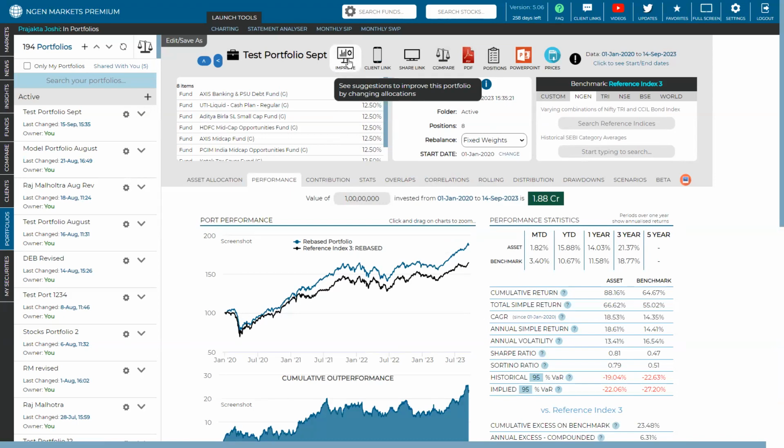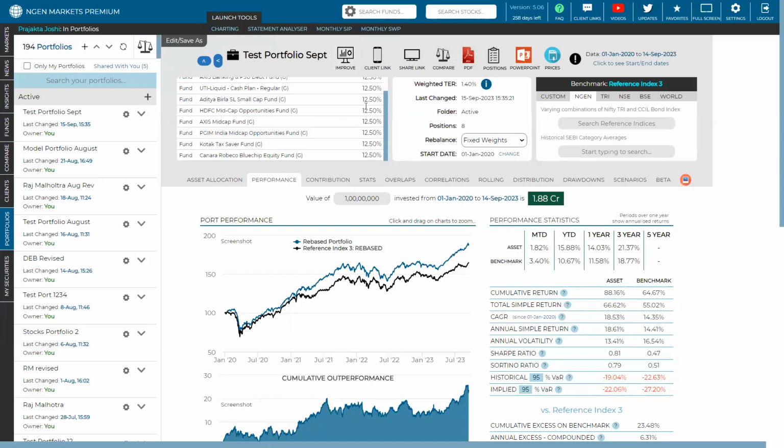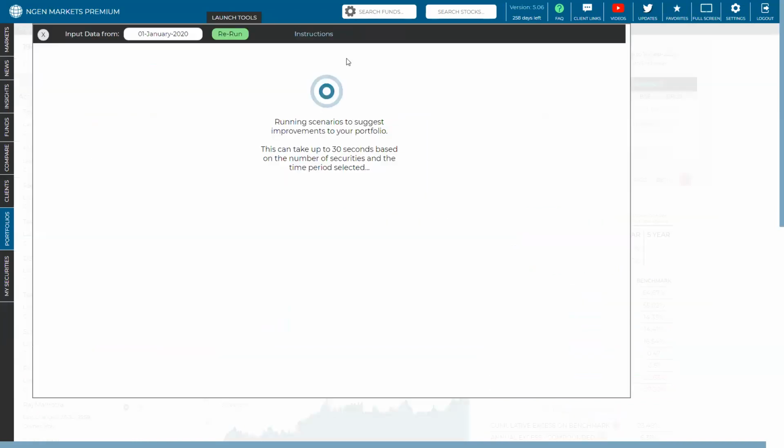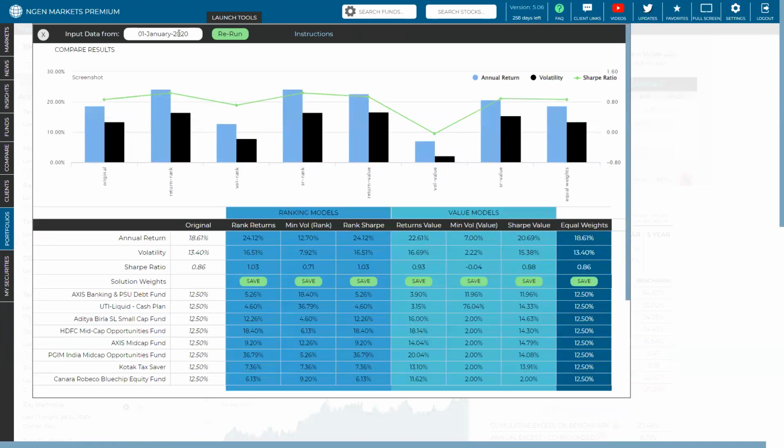This improve option will actually suggest optimization models for the portfolios. As you can see, currently the portfolio is equally allocated to each of the components in it, right? All the 8 items are given an equal allocation of 12.5% each. Okay, the moment I click on improve, what it is really going to do is hypothetically backtest the data from 1st of January 2020, because that was our start date, and it is going to throw up some optimal allocations. Now optimal allocations could be to achieve different objectives of the client.